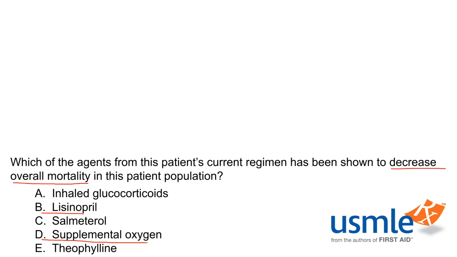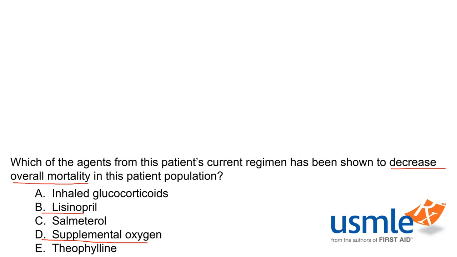So once again, let's ratchet through each of the answer choices. Inhaled glucocorticoids are used in COPD as well as asthma. Classically, asthma is where you use your inhaled glucocorticoids. Remember, in your persistent treatments for asthma, you have mild, moderate, and severe persistent asthma. That's where your inhaled glucocorticoids are all used. They decrease symptoms, exacerbations, and hospitalizations, but per se don't decrease mortality here.